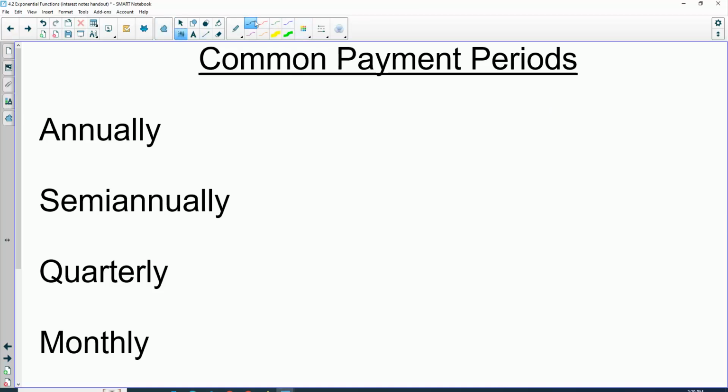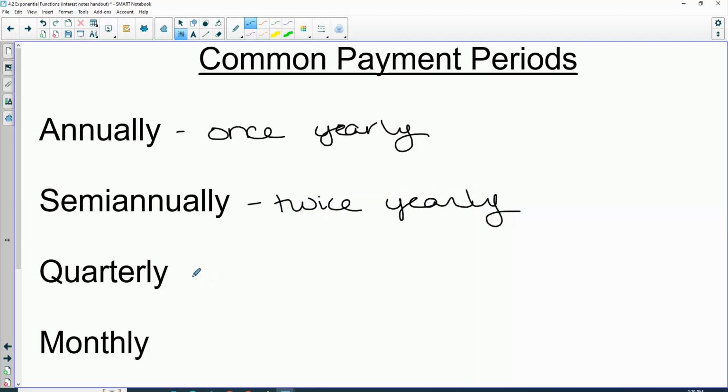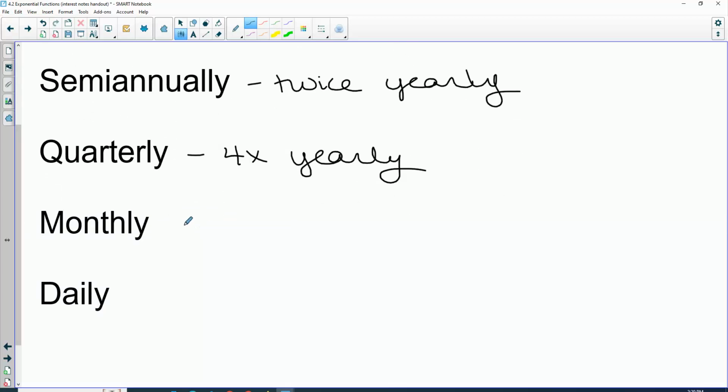Before we actually look at formulas, I do want to make sure we understand some terms. If I say annually, what does that mean? Once a year. Semi-annually? Twice a year, every 6 months. Quarterly? Right. Monthly? Okay, here's the big one. How many of you know how many days are in a year? 365. Okay.